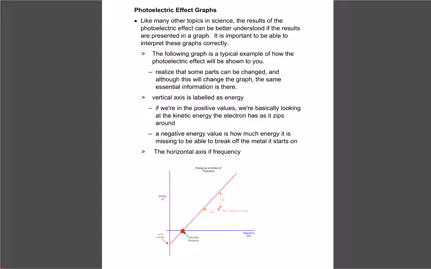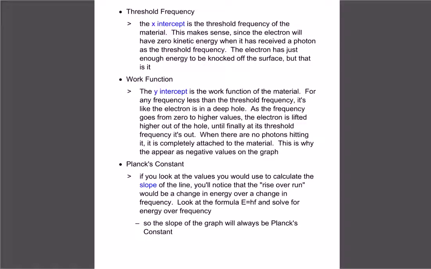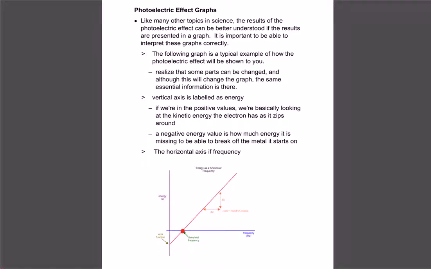So we get a couple of key points. The first one is our x-intercept is the threshold frequency. And the y-intercept ends up being our work function. So those two values are pretty important. And then because we're dealing with energy equals hf0, if we do rise over run, so the energy over frequency, that'll end up giving us Planck's constant. And it doesn't have to be f0, I just picked that formula, but it works with any frequency. So you can see rise over run, which is slope, which in this case is energy over frequency, ends up being Planck's constant. So the slope of the line will always be Planck's constant.